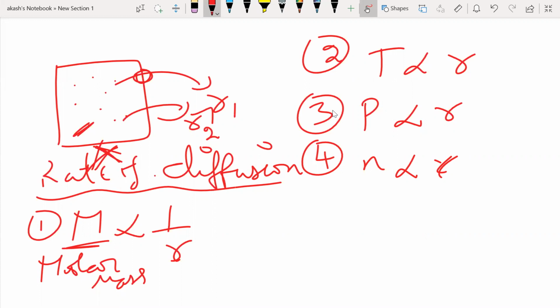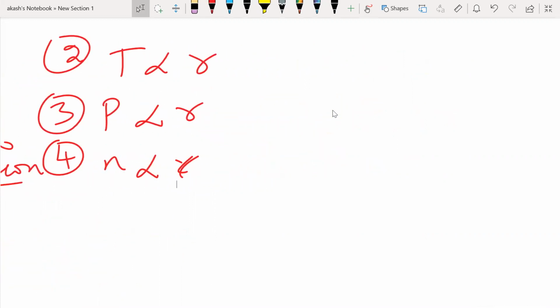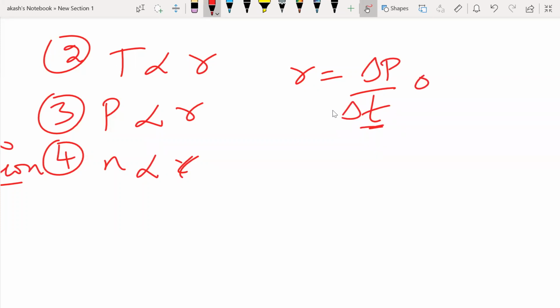Okay, now the next thing is, how do you calculate the rate of diffusion? Not depending on all these factors, but individually. It's pretty simple, guys. The rate of diffusion or effusion for that matter is equal to del P by time, or del P by del T. Here T is not temperature, this is time. Or you can even write in terms of volume, del V divided by del T.